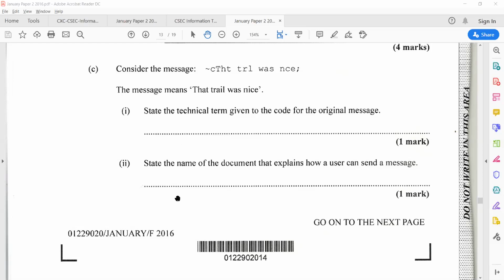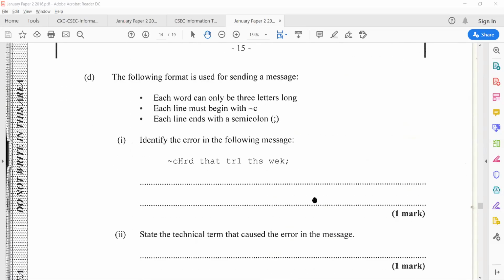So this document could be a user guide or a user manual, right? Similar to the help, you definitely have user guides for different applications explaining how to use it, how to send a message. All right. Now part D.